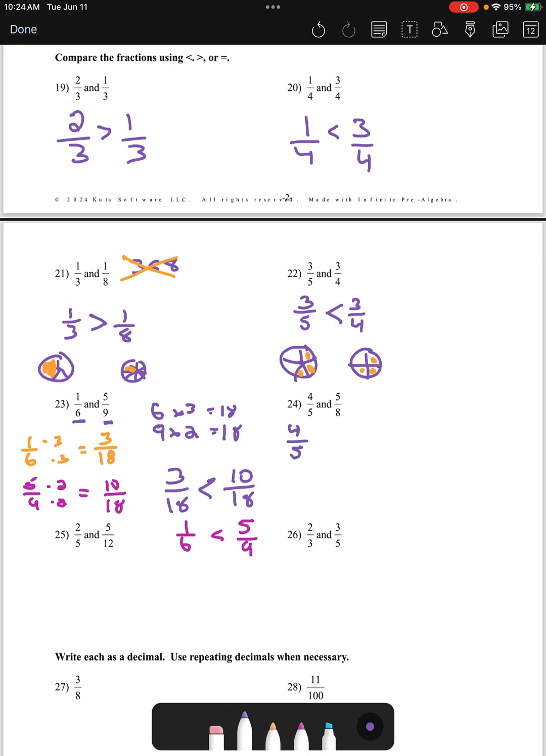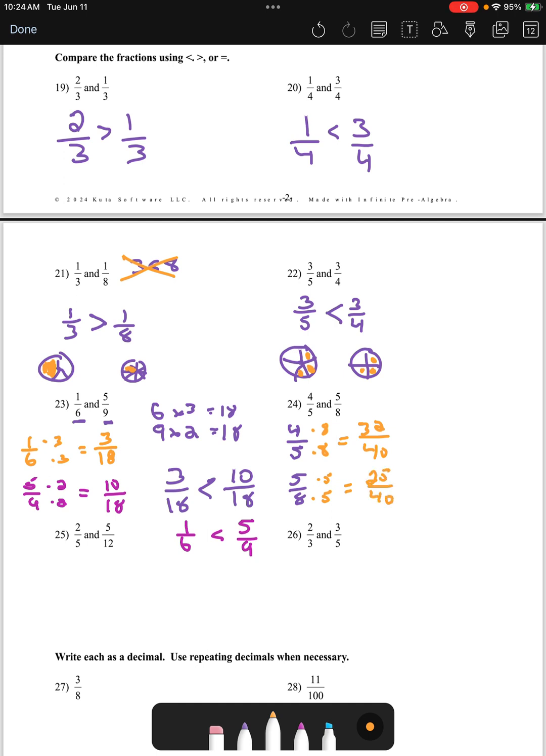And number 24. Smallest denominator I can get 5 and 8 to agree on is 40. You're not going to do any better than that. So how does 5 become 40? We multiply it by 8. So whatever we have to do to the denominator to make it our least common denominator, we do to the numerator. 4 times 8, of course, is 32, so we have 32/40.